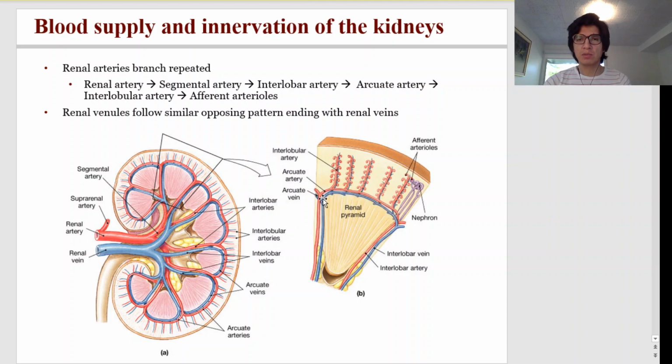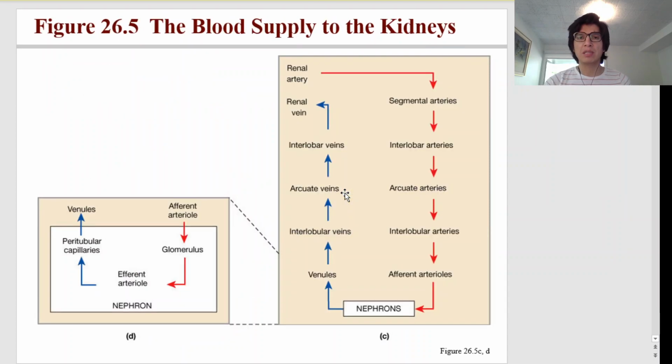And I'm going to transition to this view. From this arch, you have the branching of interlobular arteries, and each interlobular artery will have several afferent arterioles growing from it. These afferent arterioles are going to create this capillary bed known as the glomerulus, which resides within the renal corpuscle, which is responsible for filtration, and it's the first step of urine formation.